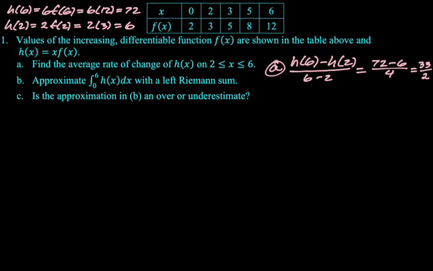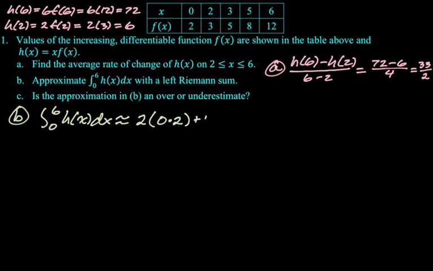Okay, and that's it. For b, we want to approximate the integral from 0 to 6 of h of x dx with a left Riemann sum. So we're going to definitely start off with the integral from 0 to 6 of h of x dx is approximately equal to, and now we just do it, right? From 0 to 2 is 2. And then the value at the left endpoint is going to be h of 0, which is 0 times f of 0, so 0 times 2, which is just 0.